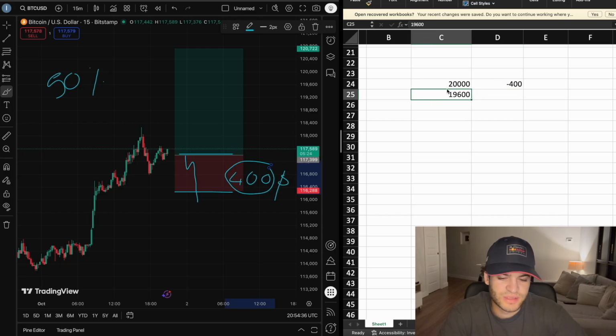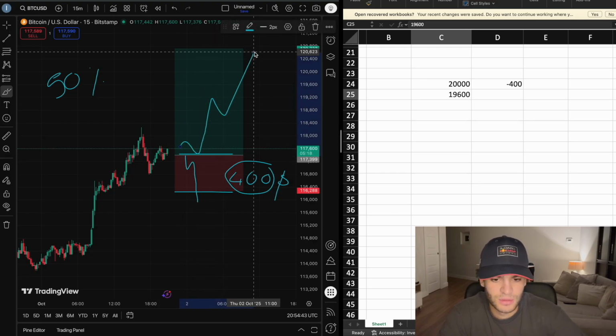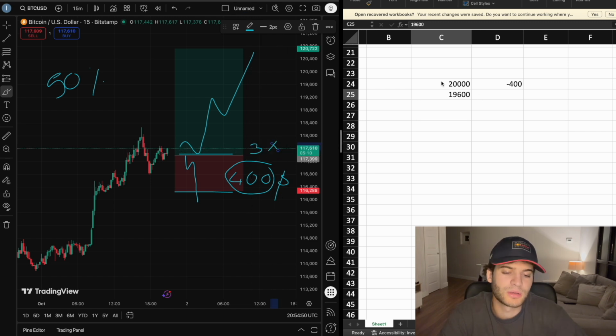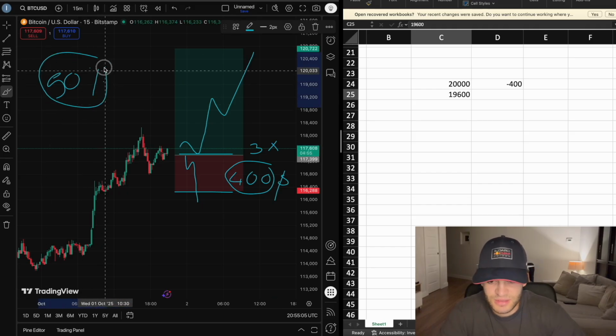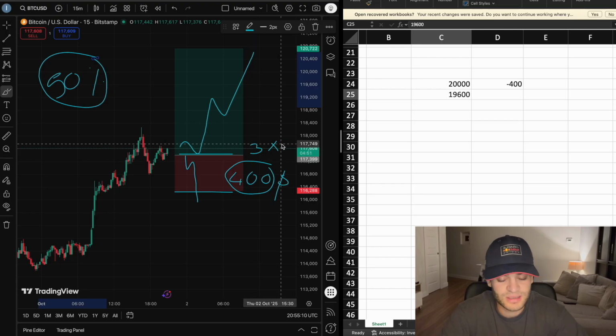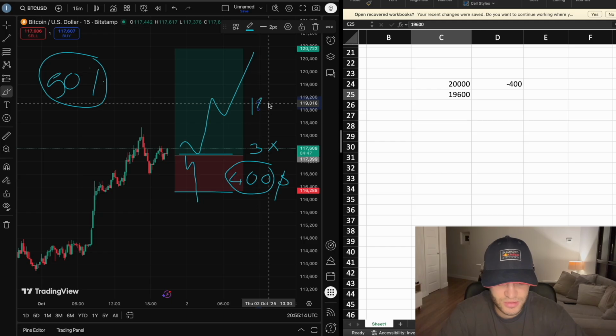But now we risk our 2% again, but this time our trade goes through on a 1 to 3, which means that we make 3 times the 400 that we've risked. Now here, the risk is obviously a little bit less than 400, but basically with the 50% win rate, this time that we win, we hit a 3x on the 400 that we have risked, which means we just made 1,200.